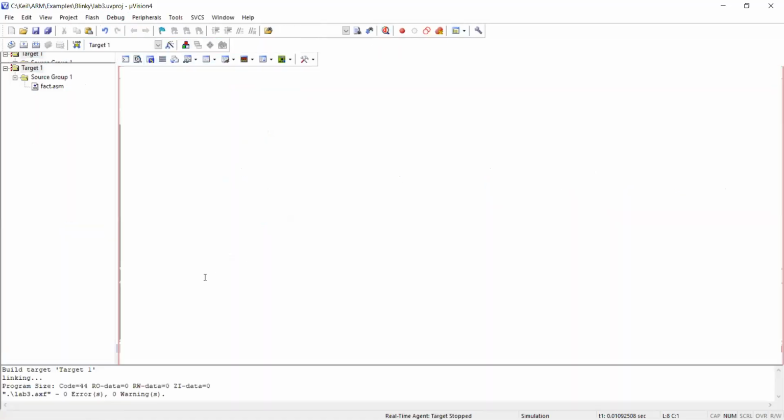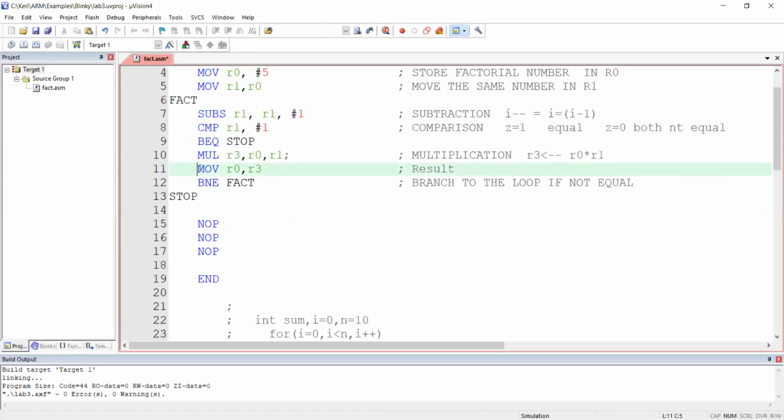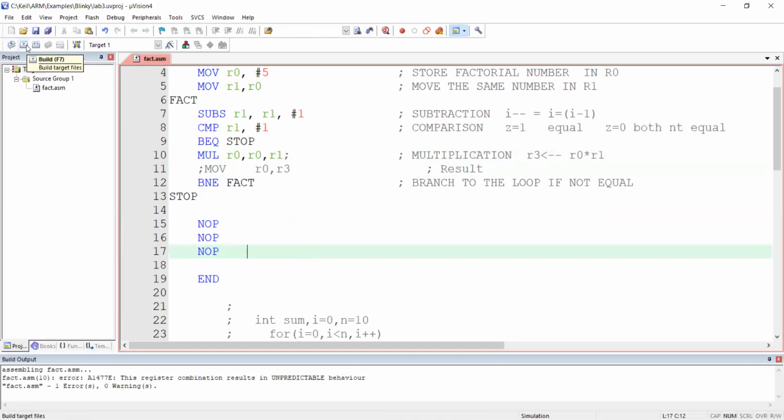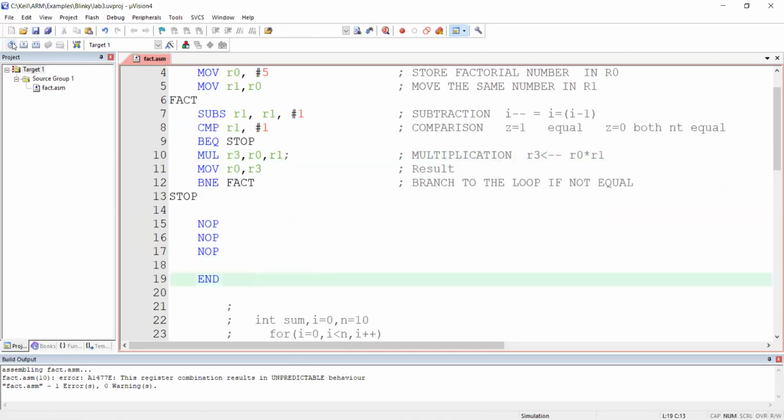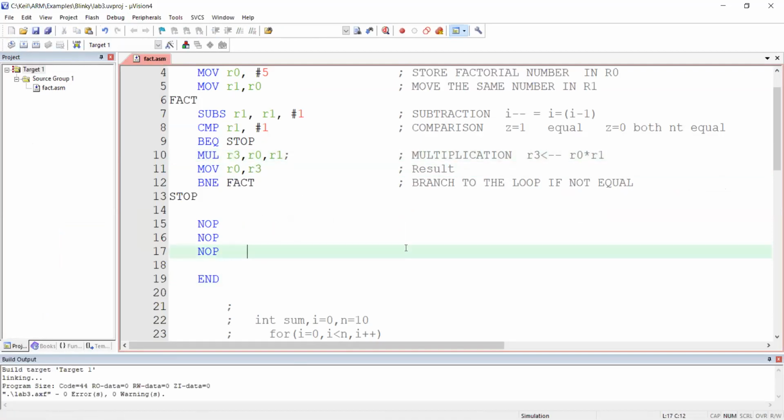Okay, so let me try one thing. Code optimization. Will it affect me if I change this? I could possibly have one instruction fewer. Okay, that's not possible because see this, it gives unpredictable behavior. So I have to go with R3 here. That's why this one line is important.